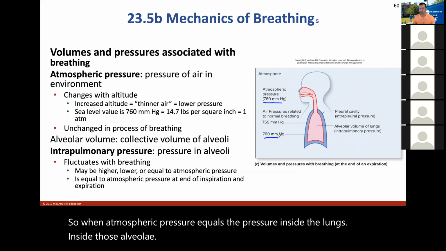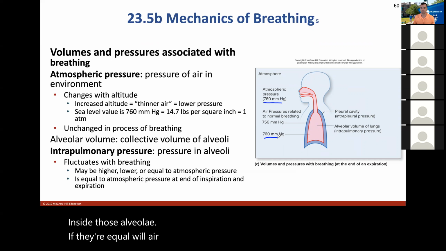if they are equal, will air move? No. Heck no, right? As soon as that volume increases, though, the pressure inside of here drops. Now, where in the world will air want to go? From that atmosphere, rushing on in.